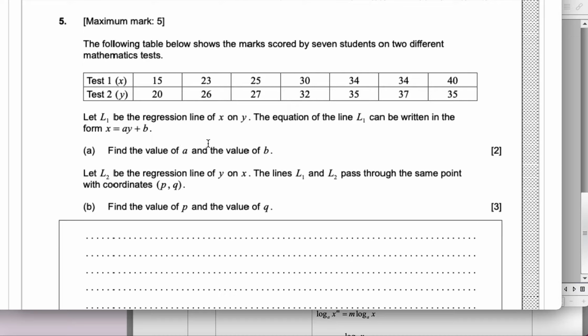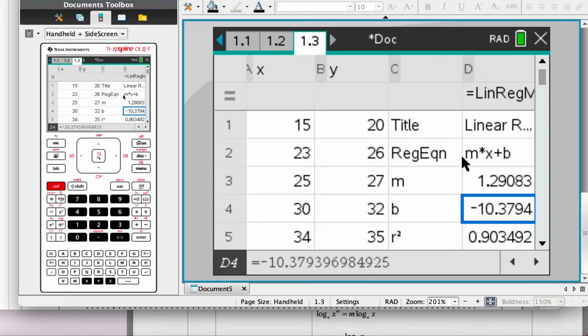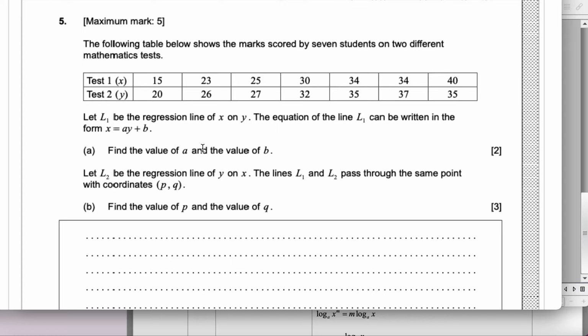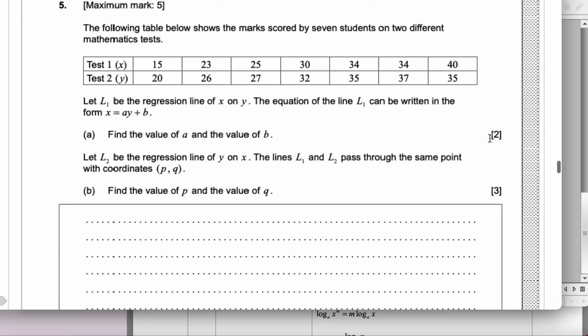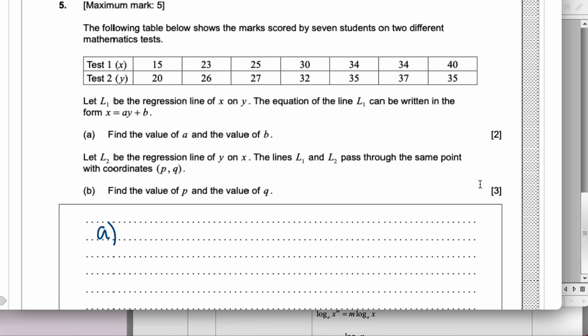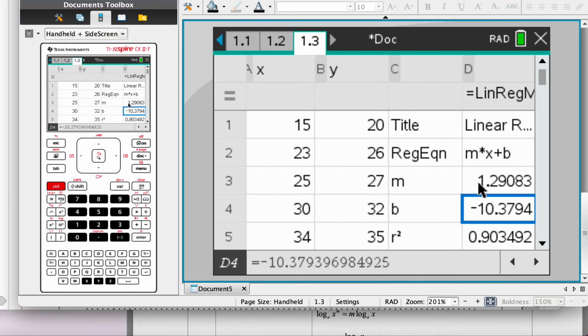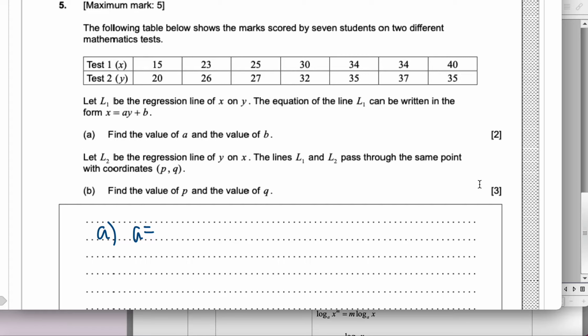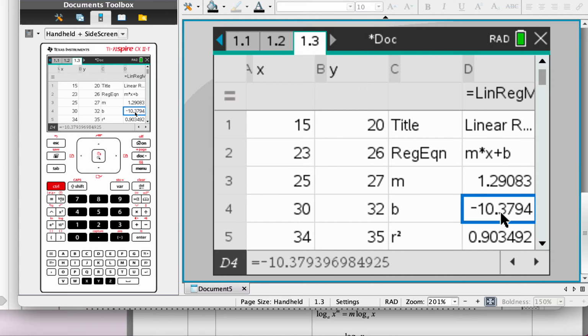Now notice the question is defined as a and b, and here it's defined as m and b, so these are the two values, 1.29 and negative 10.4. So because there's only 2 marks here, they just assume that you can do this on your calculator and just put the final answer, so you don't need to show anything else. So a would be 1.29 and b would be negative 10.4.